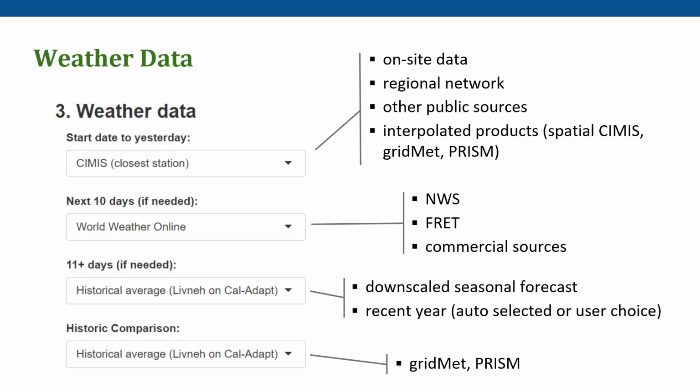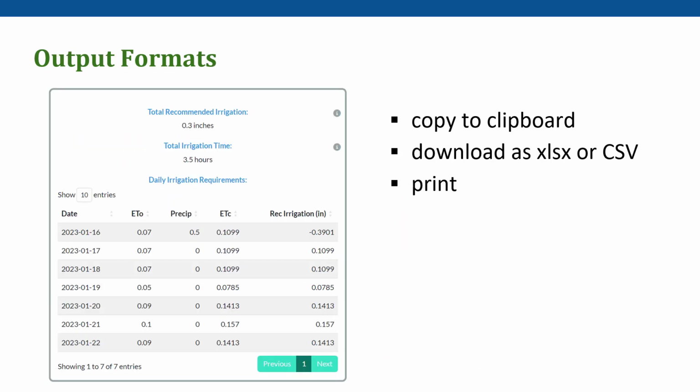For the historical comparison, we have more and more options there as well. There's Livni and GridMet. They're fed by CalAdapt already. Prism has 2 data products. So some of these might be possible as your kind of historic comparison, or you let the user pick that.